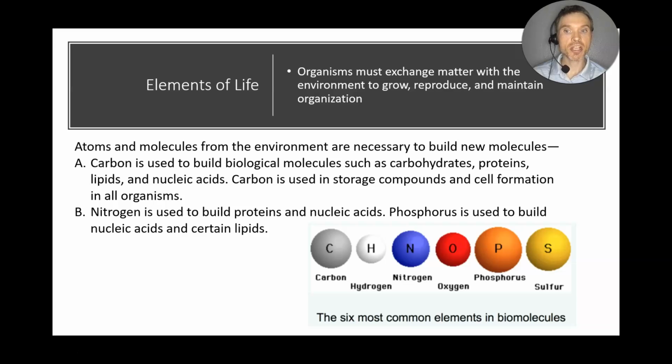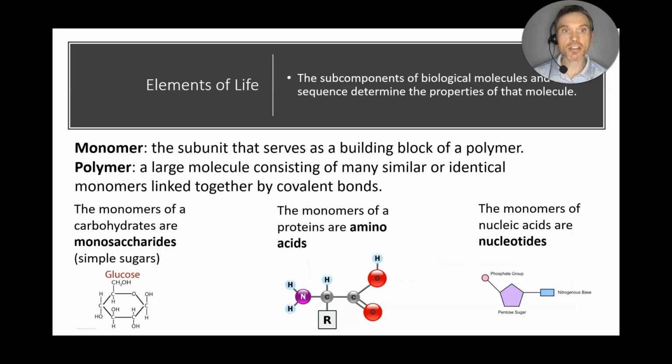In addition to carbon, nitrogen is also used to help build proteins and nucleic acids. Phosphorus is used to build nucleic acids and certain types of lipids. The components of biological molecules and their sequence determine the properties of that particular molecule. So a couple of terms I need you to remember. The first one is a monomer. A monomer is a subunit that serves as the building block of a polymer. A polymer is a large molecule consisting of many similar or identical monomers linked together by covalent bonds.